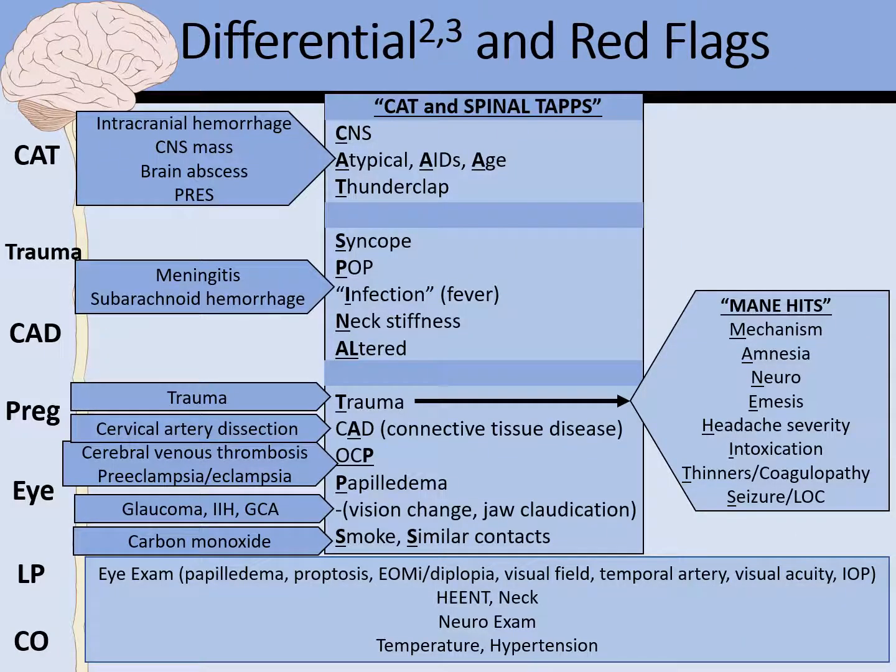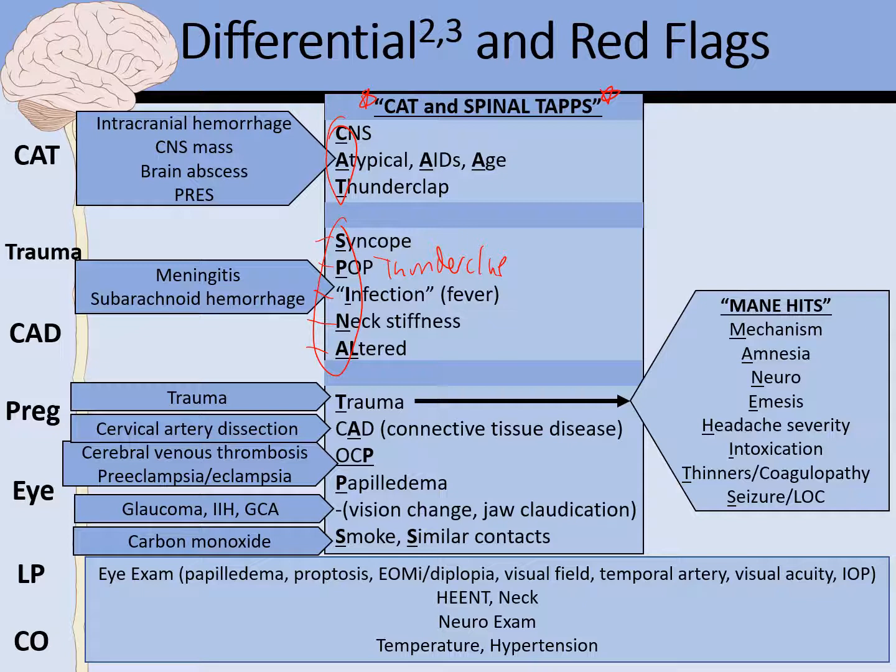Red flags for headaches can use the same mnemonic. Just realize that I created this list of red flags and it is not a documented list in the literature, such as for back pain. The CAT is for indications for head CT. Indications for spinal tap are syncope, pop of a thunderclap headache, infection, to remember to ask about fever, neck stiffness, defined as inability to flex the chin to the chest, and altered mental status.